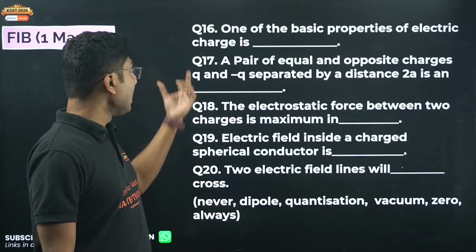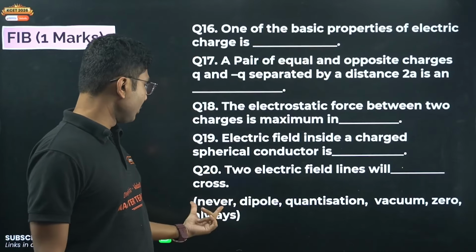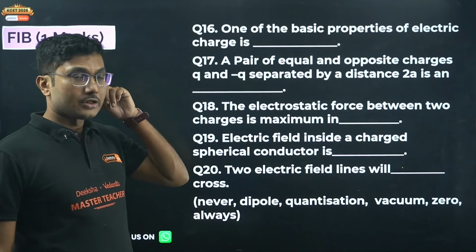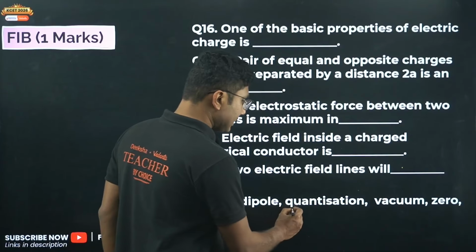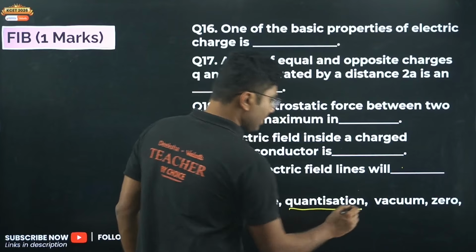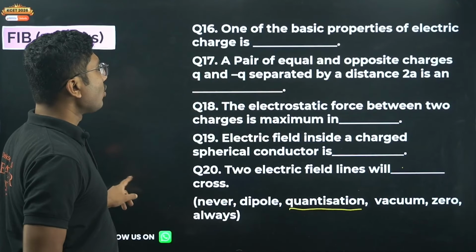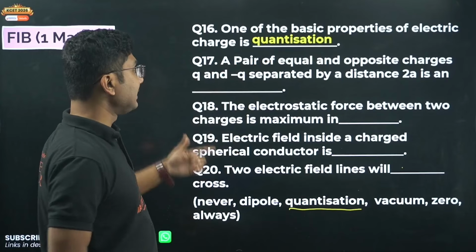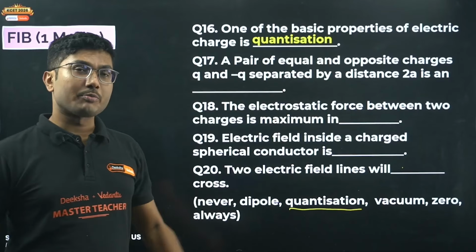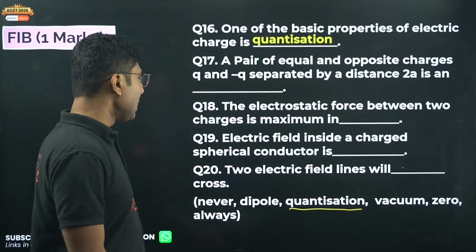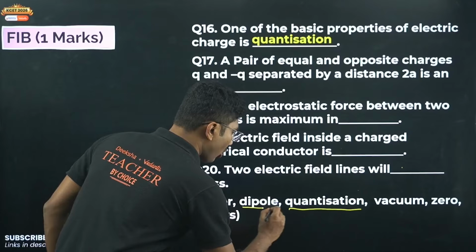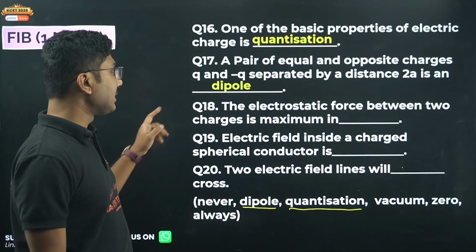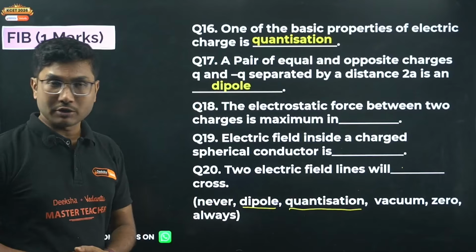So if you see the properties of charge, the options are never, dipole, quantization, vacuum, 0, always. Among these only quantization is the property of charge. So the first option must be quantization. Second, we have seen that a pair of equal and opposite charges separated by a small distance must be a dipole. You cross verify it once. Even if you are sure, you have to cross verify once whether the option is mentioned or not.